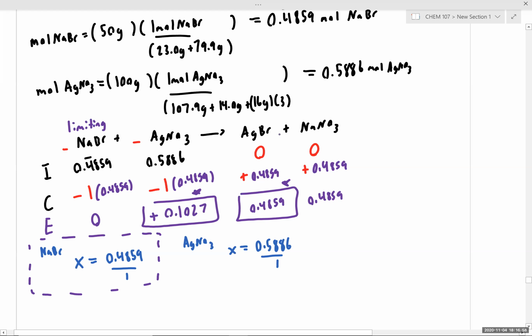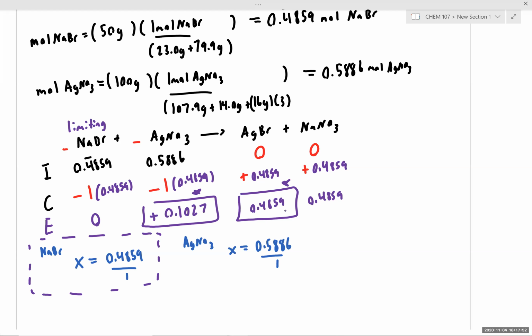For silver bromide as a product, we make product based on the reaction stoichiometry and our change coefficient x. And as we see, as the reaction proceeds, we generate more product. Does that make sense? Yes. Perfect. So basically on the E section, we subtract, and then on the positive side, we add. And that's how we get the two circled numbers, correct? Exactly right. And so from this, we're able to conclude we have 0.1027 moles of silver nitrate in excess, and silver bromide, we made 0.4859 moles. So this method tells us how much product we made and how much reactant we have left over.